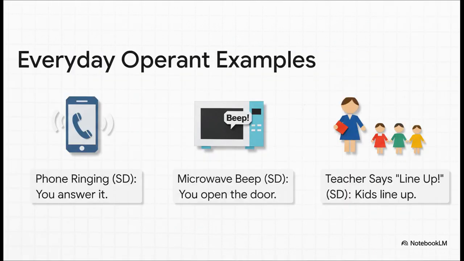And as you can see here, these things are happening all around us, every day. Your phone rings, that's the SD, so you answer it. The microwave beeps, another SD, and you open the door to get your food. A teacher says, "Line up," that's the SD, and the kids line up because it signals that recess is coming. These are all learned voluntary actions that are under stimulus control.